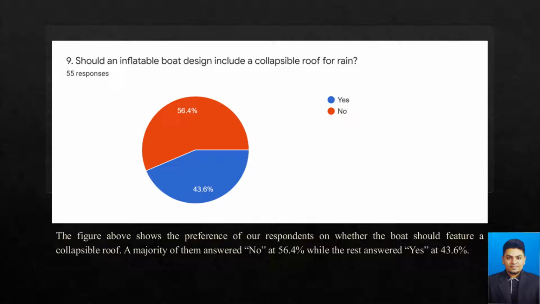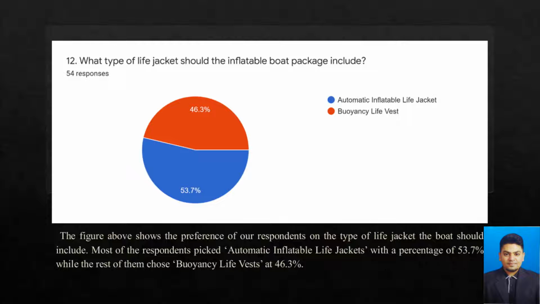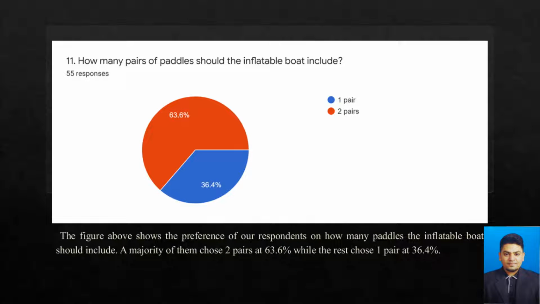This figure shows that our respondents said the inflatable boat doesn't need a collapsible roof. This figure shows all of our respondents chose a lightweight plastic paddle to be included with the boat instead of a heavy wood paddle. This figure shows slightly more than half of our respondents preferred the automatic inflatable life jacket over the buoyancy life vest. This figure shows the majority of our respondents want 2 pairs of paddles included.